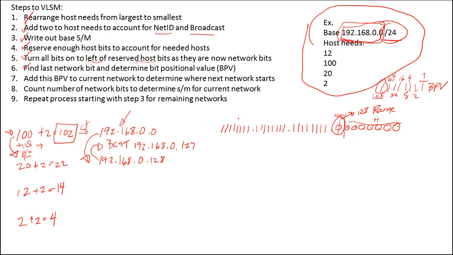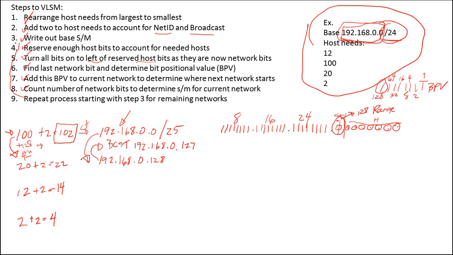And now we just count our network bits up. 8 plus another 8 gives me 16, plus another 8 gives me 24, and there is the 25th bit, and that gives us our subnet mask for the current network we're on. So we added the bit positional value to get to the next network. We counted the number of network bits to determine the subnet mask for the current network.